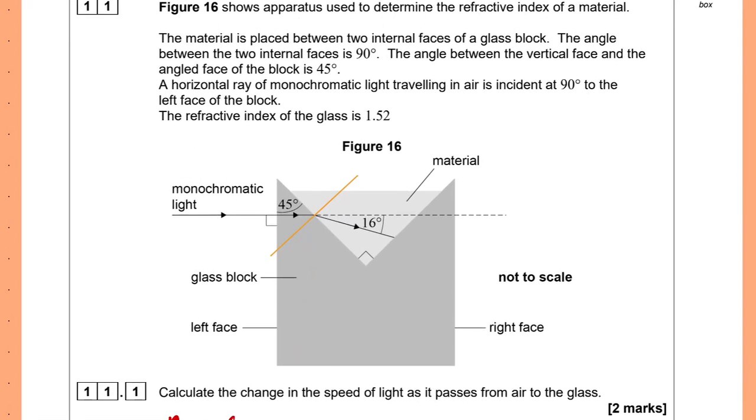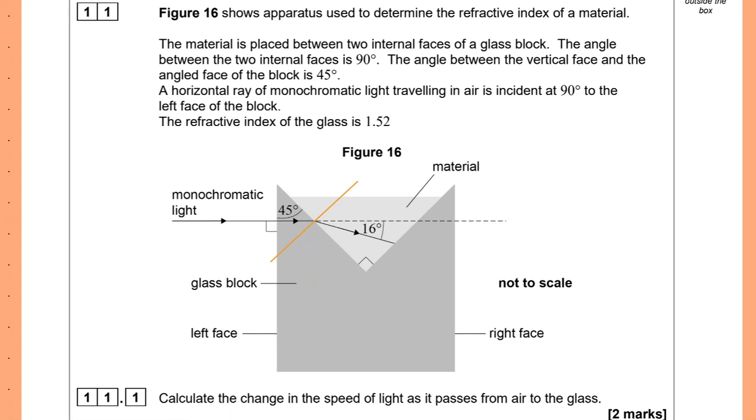Question number 11. Figure 16 shows apparatus used to determine the refractive index of a material. The material is placed between 2 internal faces of a glass block. The angle between the 2 internal faces is 90 degrees. The angle between the vertical face and the angled face of the block is 45 degrees. A horizontal ray of monochromatic light traveling in air is incident at 90 degrees to the left face. The refractive index of the glass is given as 1.52.